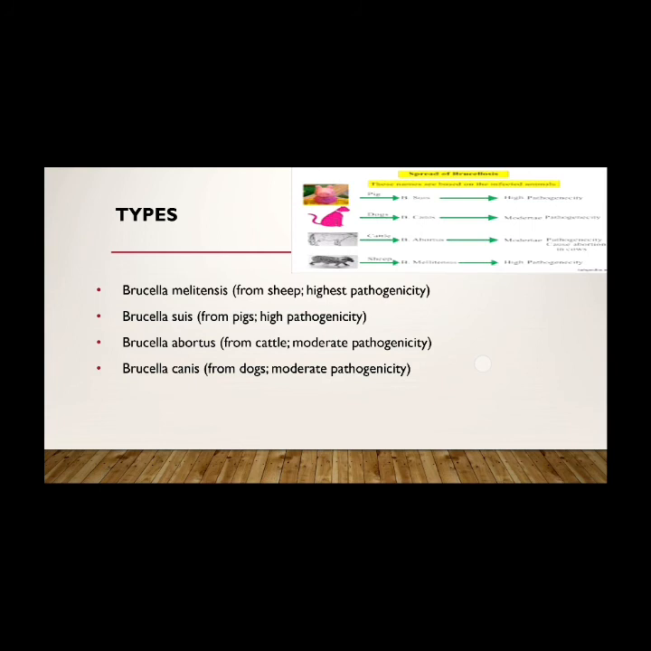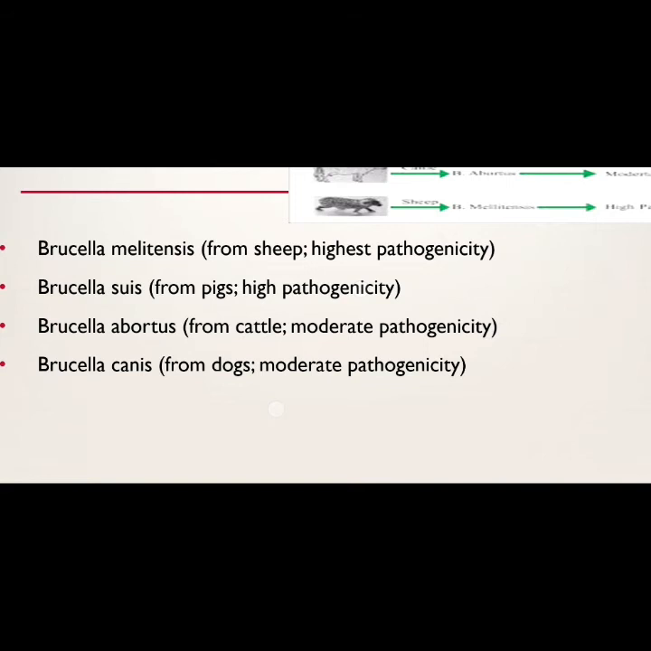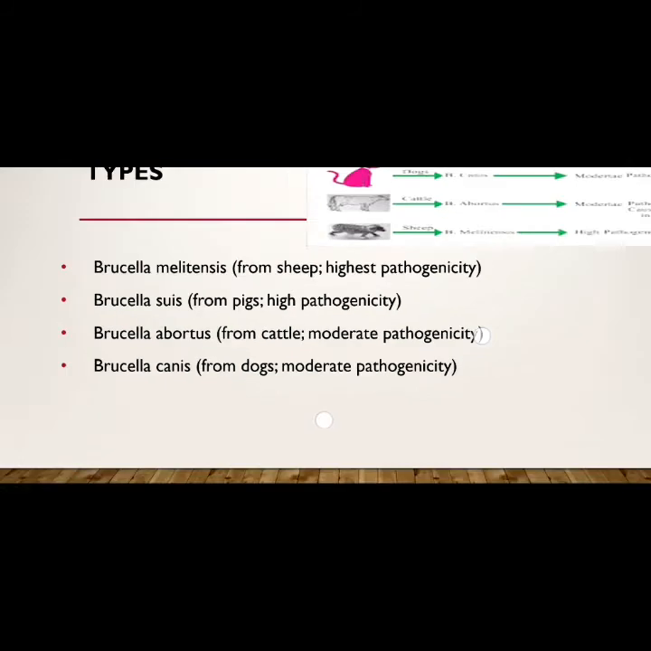There are many species of Brucella, but the most important that may cause brucellosis in human beings is Brucella melitensis from sheep, with the highest pathogenicity. This is the characteristic of this species. The other one is Brucella suis, which is from pigs, also characterized by high pathogenicity. The other species is Brucella abortus, which is from cattle, with moderate pathogenicity. And the fourth important one is Brucella canis, which is from dogs and also characterized by moderate pathogenicity.